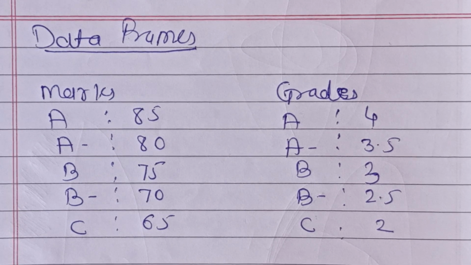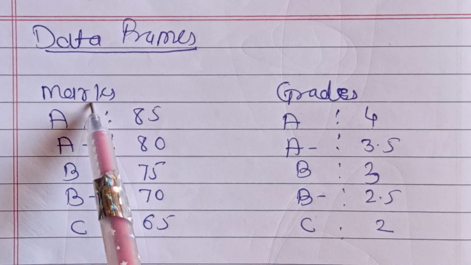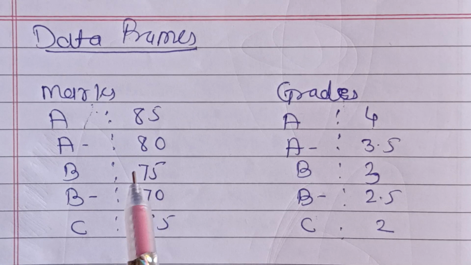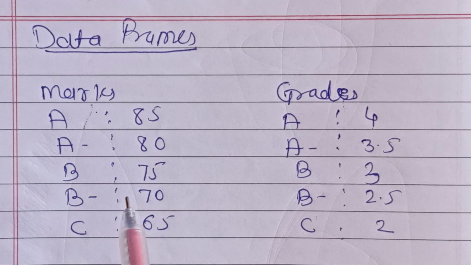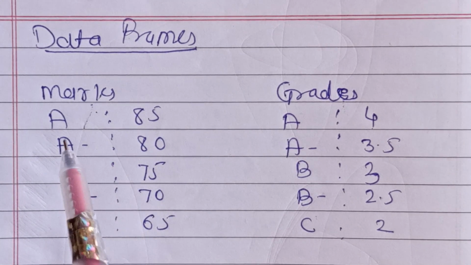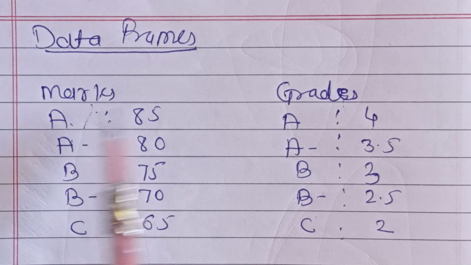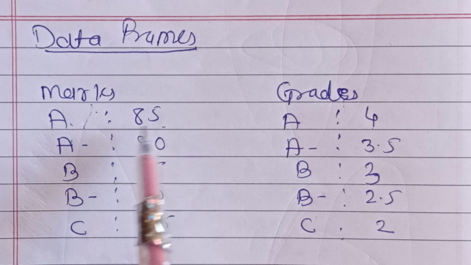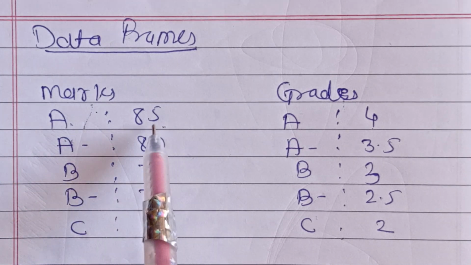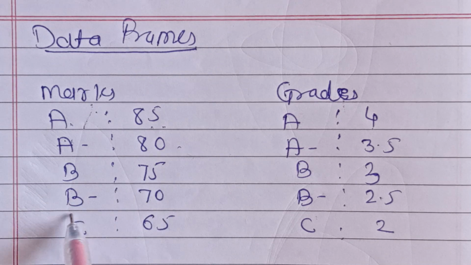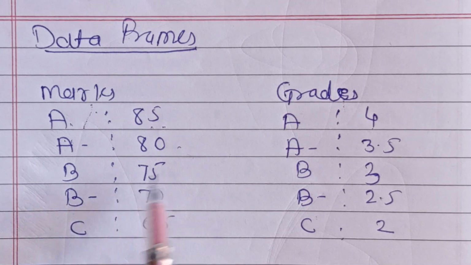Okay, so now for instance, just take an example, we are taking two dictionaries. One is marks and another one is grades. In the last video we have seen in detail how to form the dictionaries. Now it is having two values, that is key and value pair. So A is having value 85, A minus is 80, B is 70, B minus is 70, B is 75, B minus is 70, and C is 65.